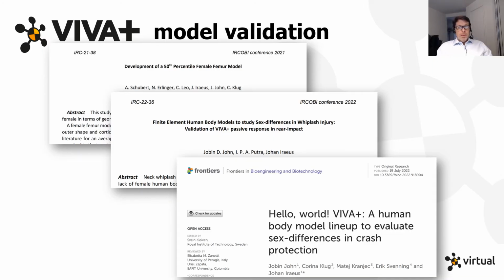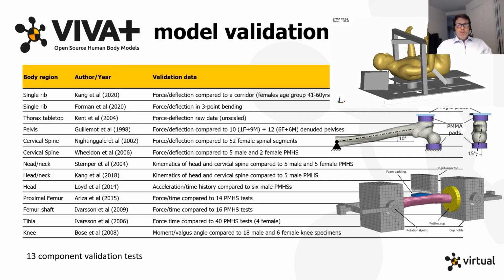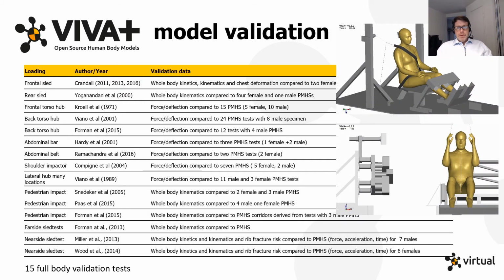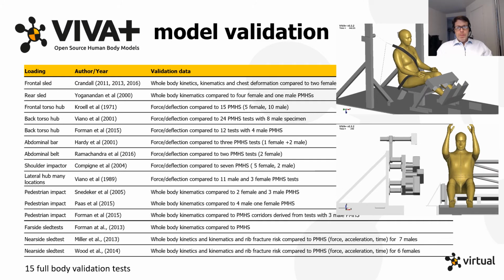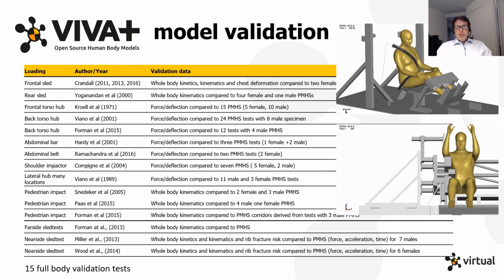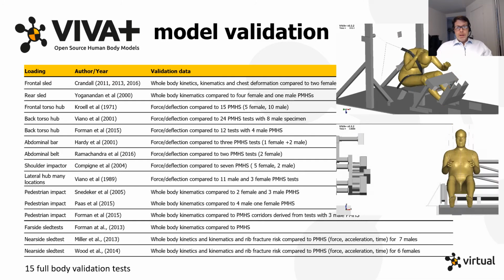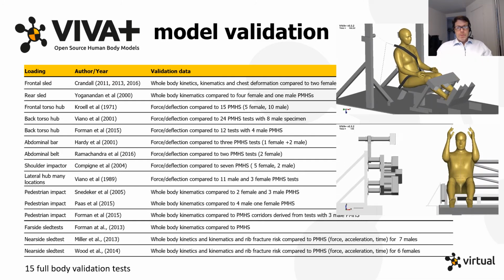So far, 3 papers on the validation have been published and 2 additional are in manuscript form. Much of the content of the current presentation can be found in the Hello World paper. By the end of the year, we will have 13 component validation tests published on OpenVT, and these will range from validation of single bones to tabletop tests. In addition, 15 full body validation tests will be published. These include omnidirectional in-vehicle occupant validation as well as pedestrian impact validation.